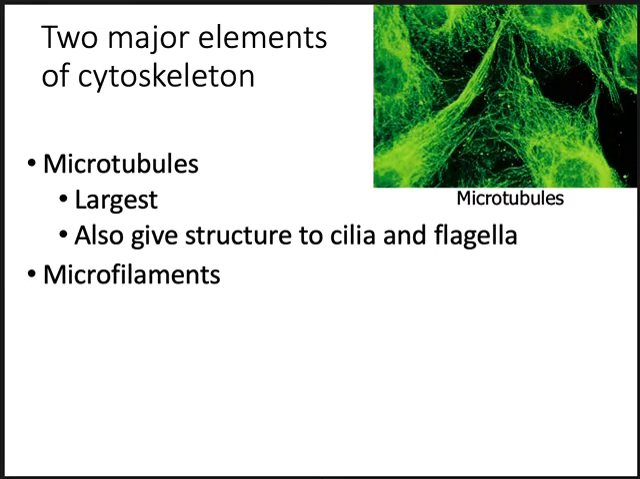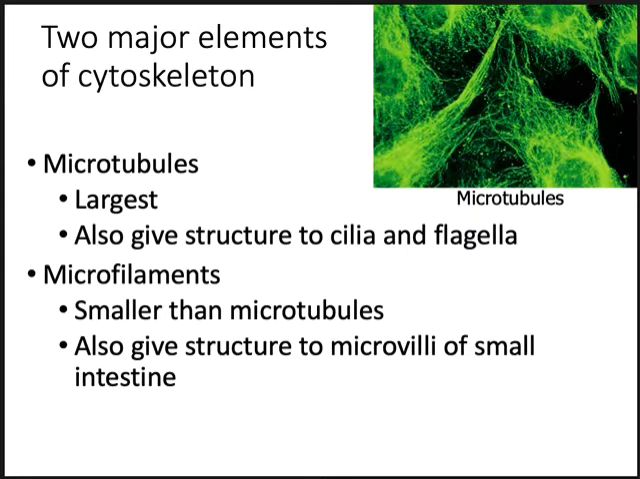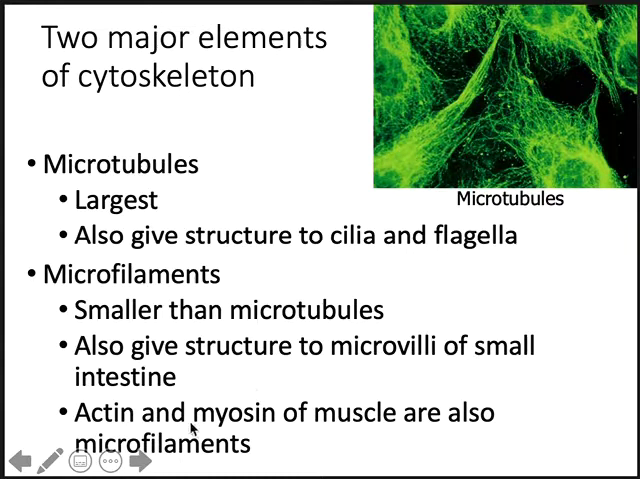All right, then you have smaller components called microfilaments. They're even smaller than microtubules, and this still is giving structure and support. So now we'll see things like microvilli of the small intestine will have a lot of microfilaments. And actin and myosin, which you're probably familiar with, that give muscle its function, its ability to contract, are also microfilaments. So you'll see actin and myosin later in this course when we study muscles.